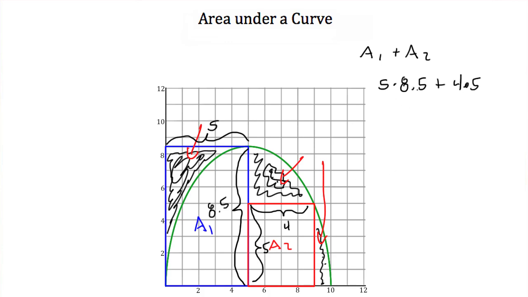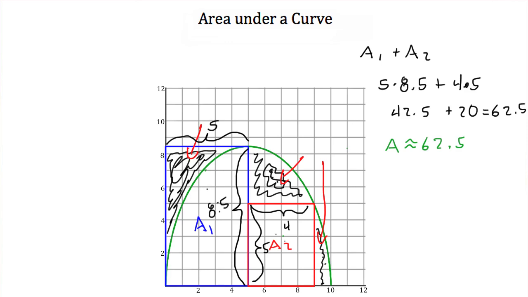Now 5 times 8.5, that's 42.5. Add that to 4 times 5, or 20, and we're going to get 62.5. So the total area of both of these rectangles is 62.5. And that means that we can say that the area of our parabola then is approximately 62.5. Notice that this number is a lot less than our previous estimate of 85. So using more rectangles and a combination of circumscribed and inscribed rectangles has probably gotten us a better estimate.